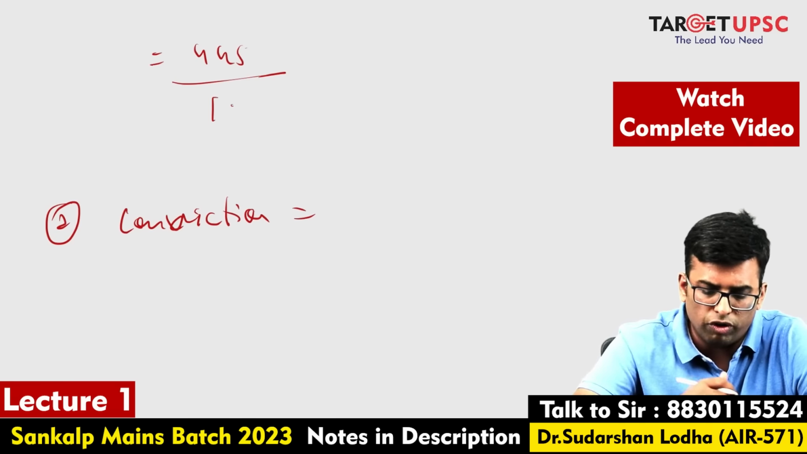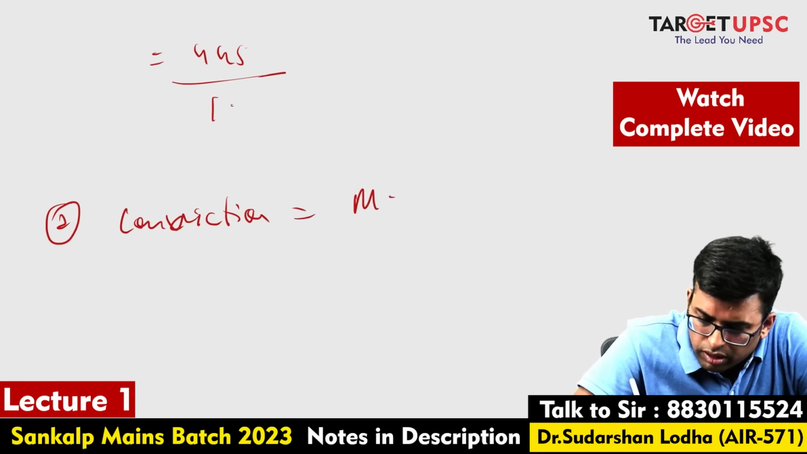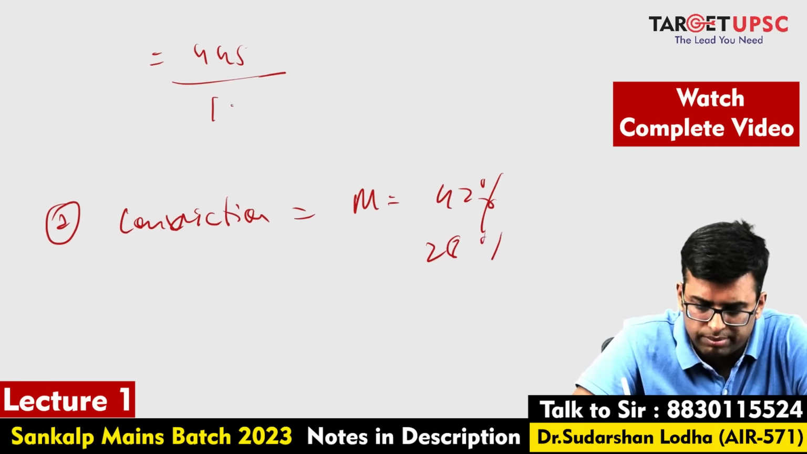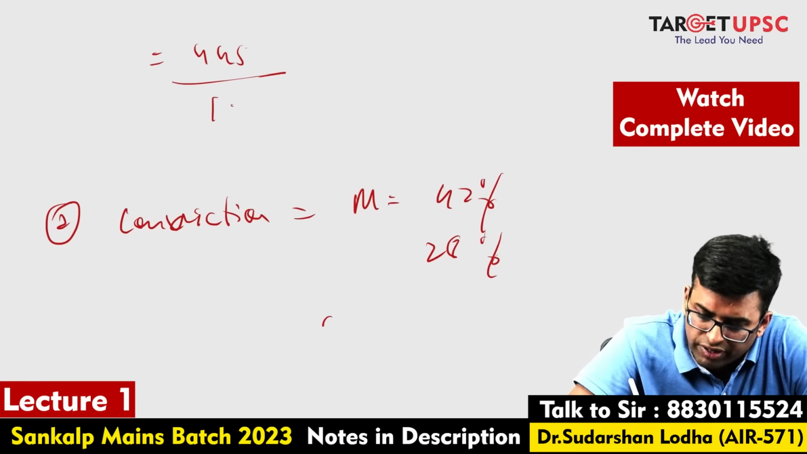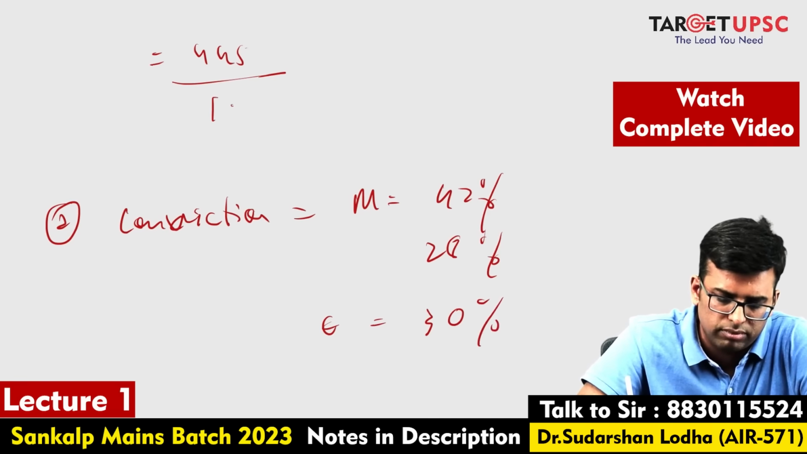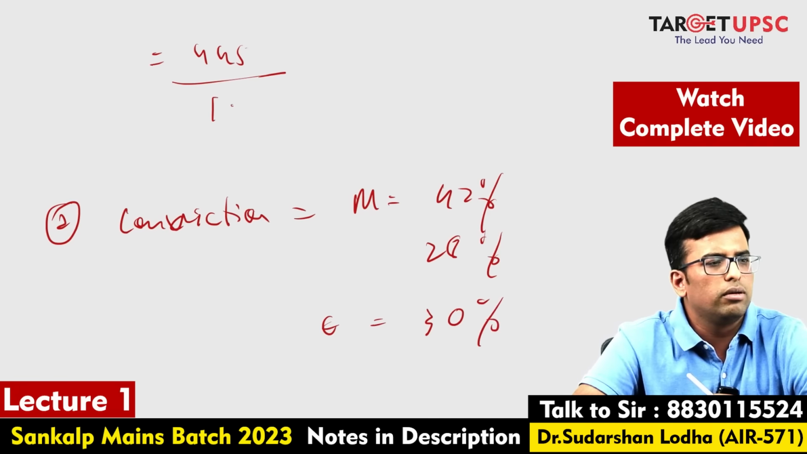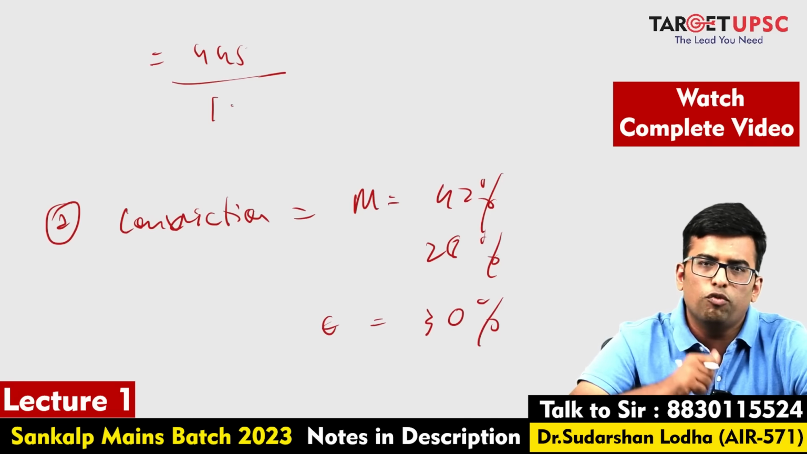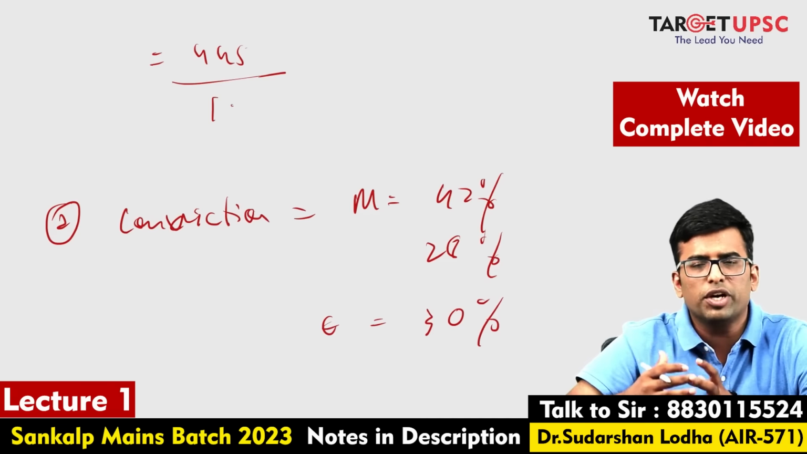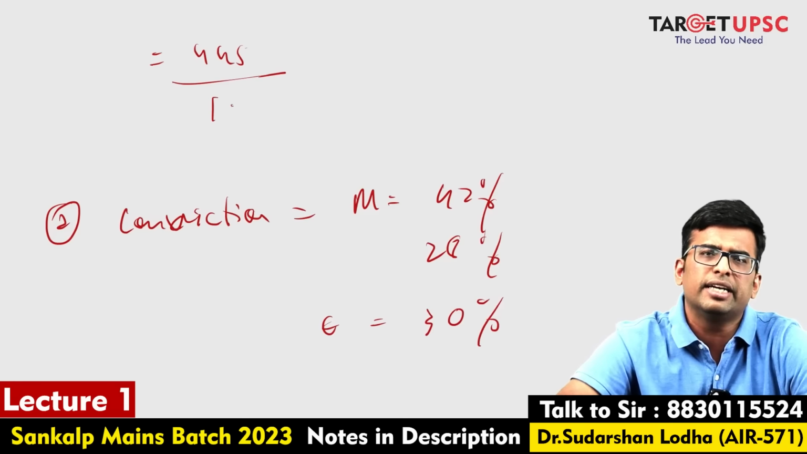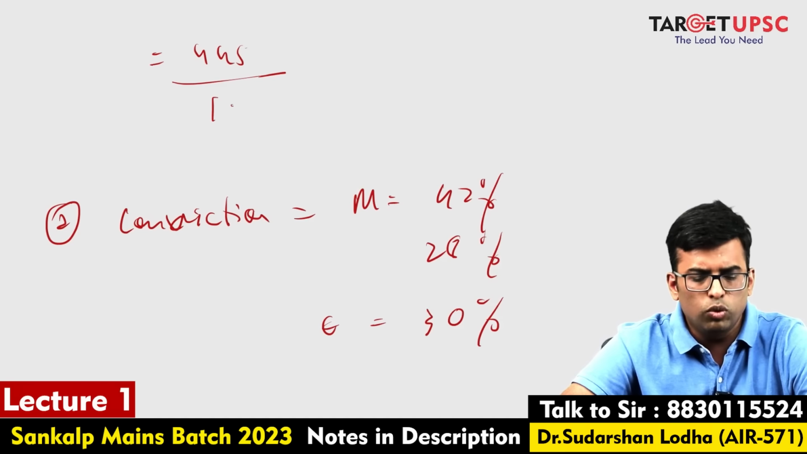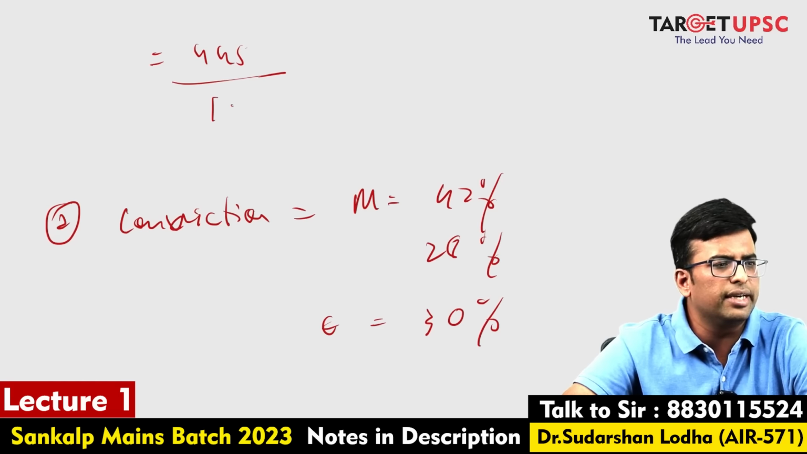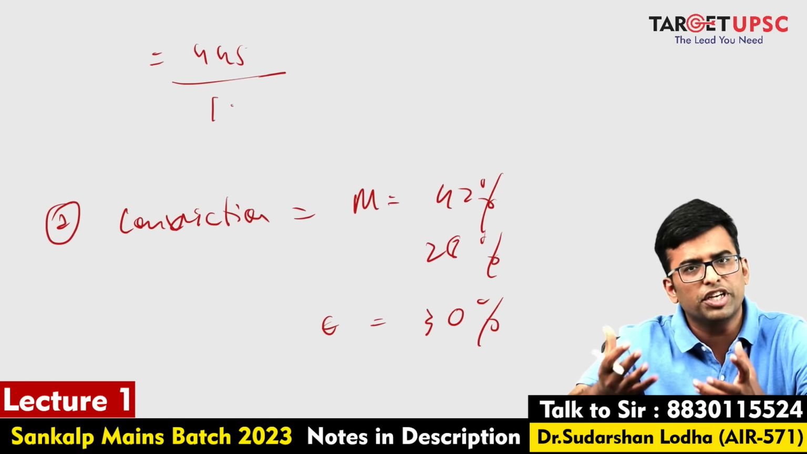Conviction rate is one of the lowest. If you see murder, the conviction rate is 42%. Rape 28%. Economic offense is only 30%. So imagine if someone is involved in any crime, agar uska conviction ho hi nahi raha hai, would that create a deterrence? Nahi, kyunki conviction hi nahi ho raha.